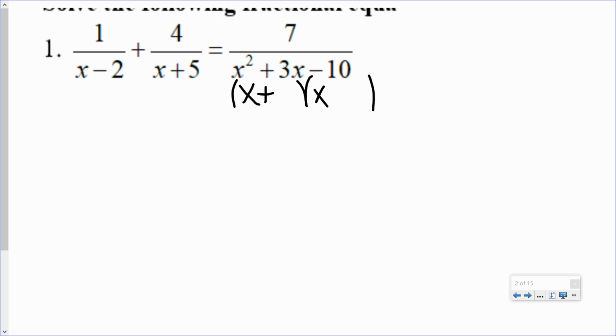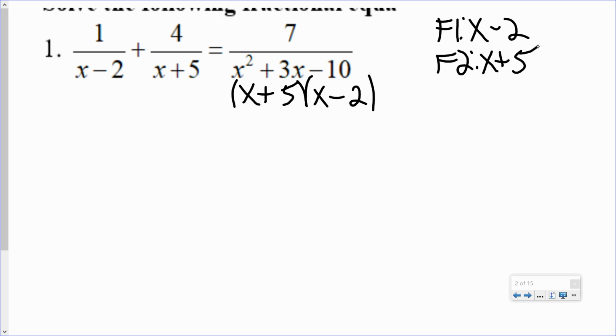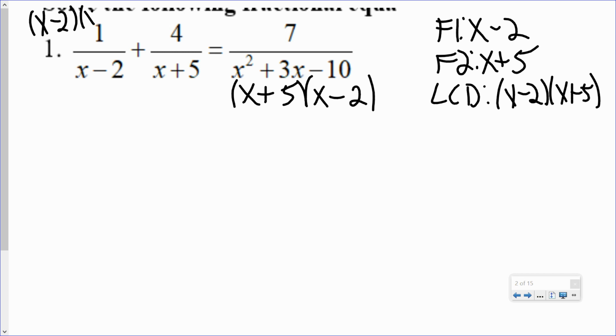X plus, x minus, multiplies to 10, subtracts to 3: 5 and 2. So one factor I see is x minus 2. Another factor I see is x plus 5. I see each of them listed again, but again, I don't have to write the same factor twice. So my LCD is going to be x minus 2, x plus 5. So I'm multiplying everything by the LCD.